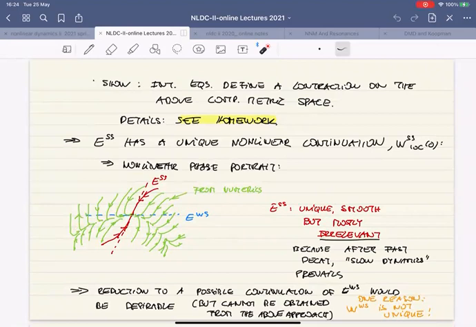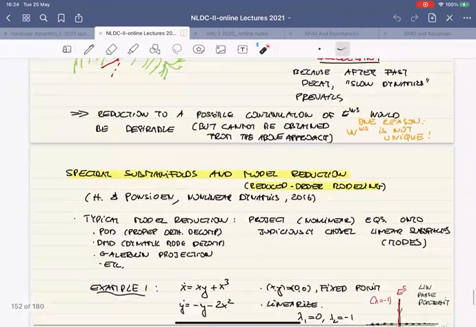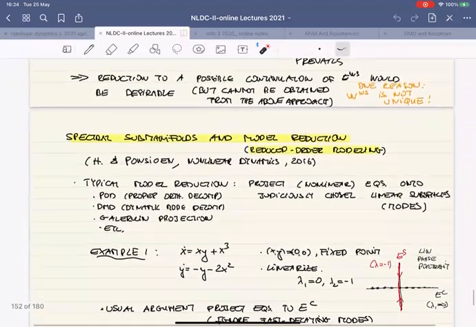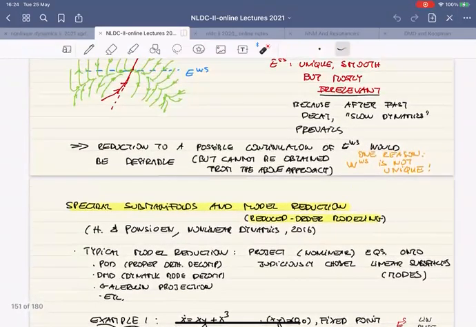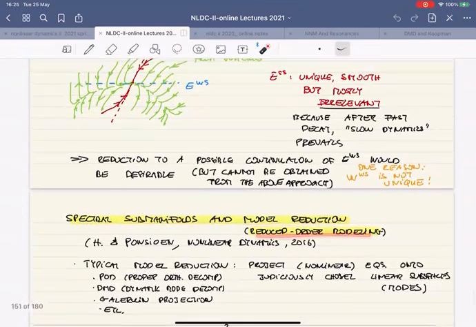And I want to talk about this for the rest of the class, because I think it's just so topical and so important. It certainly occupies a large part of my own research group's interest. So this next topic falls in the category of spectral submanifolds and model reduction, or reduced order modeling. These are the key words.